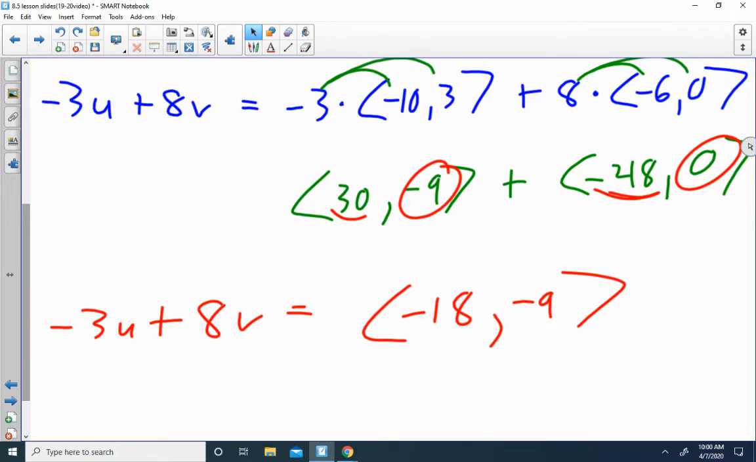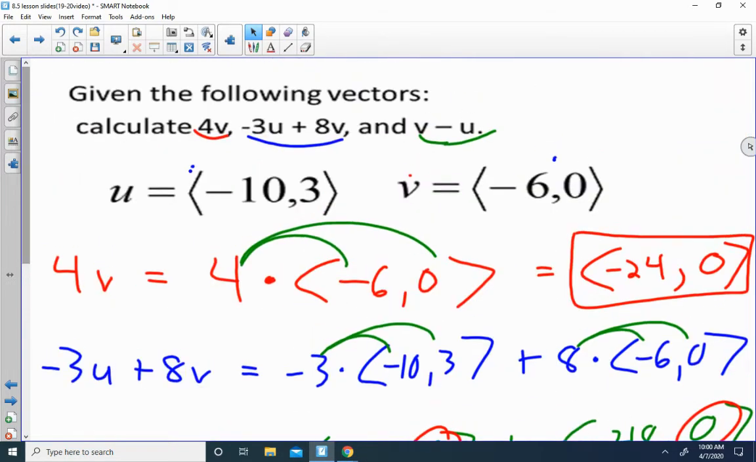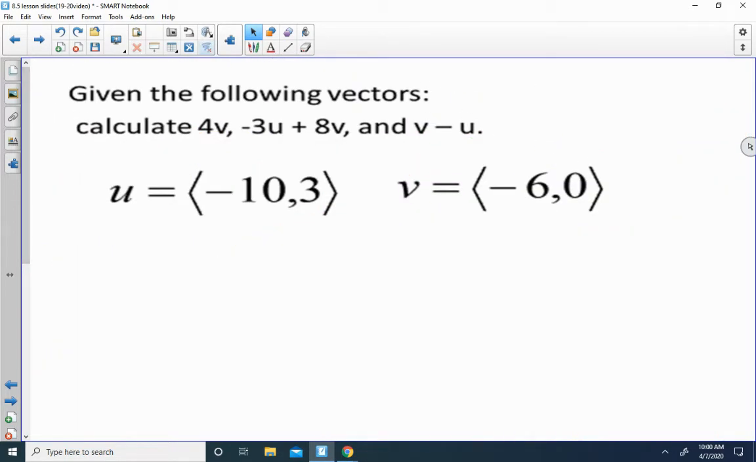I'm going to go ahead and erase the work so that I can have space for the third one. But now for the third one. This one I'm going to need you to pay close attention to. So the next one, v minus u, I have a lot of kids that will do this.